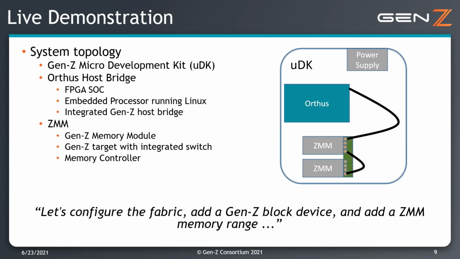And it has an integrated Gen Z host bridge. And then we have two Gen Z memory modules. Unlike the example topology earlier, there's no discrete switch. Instead, we're taking advantage of a Gen Z capability, which allows basically any node in the fabric that has more than one interface to not only be, say, a memory module, but also to route traffic from one interface to another as an integrated Gen Z switch. And so in this topology, you can see that in order to get to the bottom ZMM, we have to go through the top ZMM to get to that bottom one from the Orthos card.